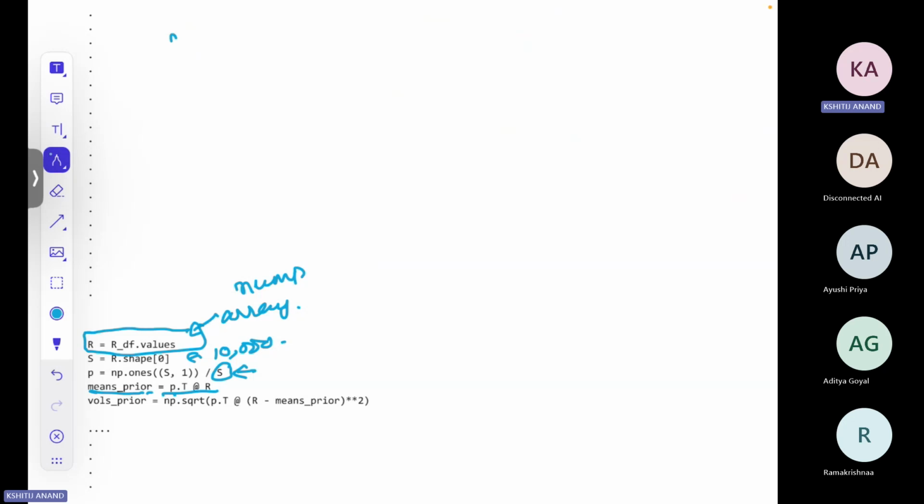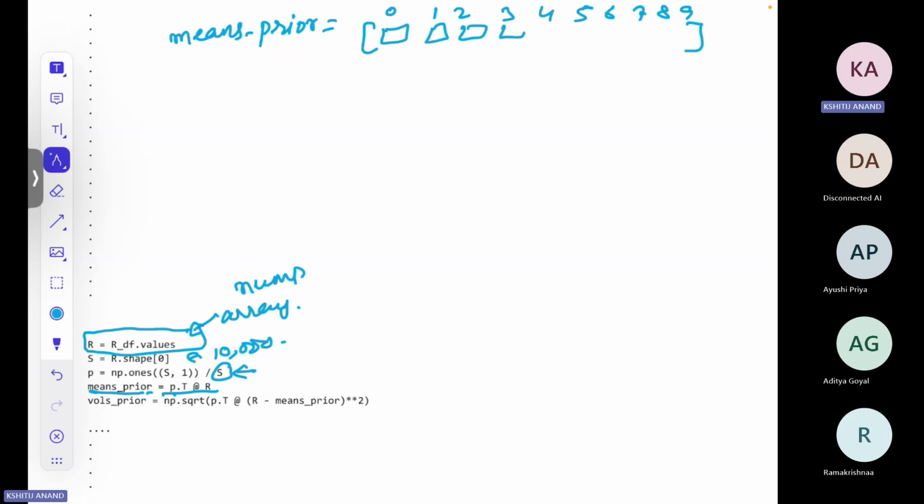So basically means prior is nothing but a single row matrix, 0, 1, 2, 3, 4, 5, 6, 7, 8, 9. Here you will be having the expected return of asset 0, asset 1, asset 2, asset 3. So this is your means prior. Got it, everyone?